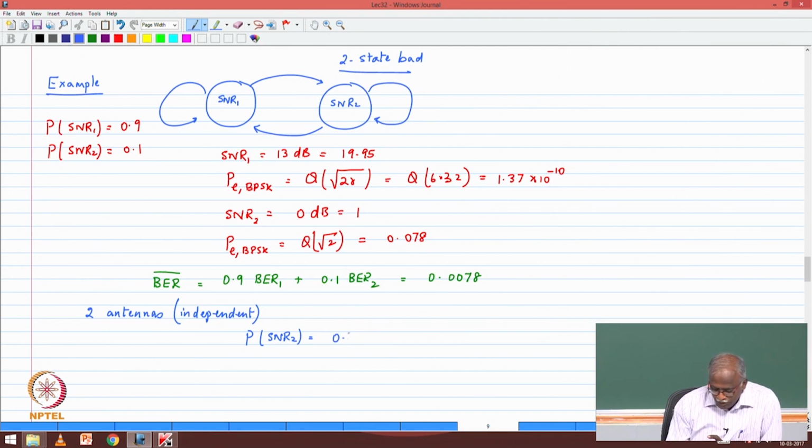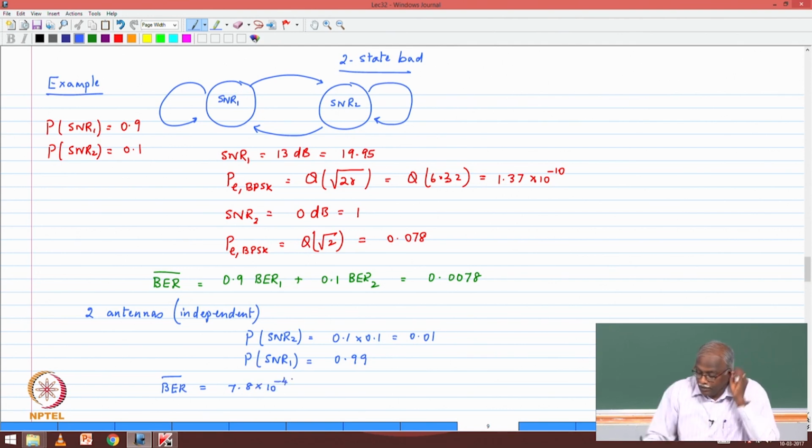0.01, because both antennas have to be in the bad state, only then will you be stuck with it. Even if one of the antennas is in the good state, you will get the benefit. So this is 0.1 into 0.1, 0.01, which tells me that the corresponding probability of SNR1 under this assumption will be 0.99. Okay, now compute the BER. Improved, it goes up to 7.8 into 10 power minus 4.